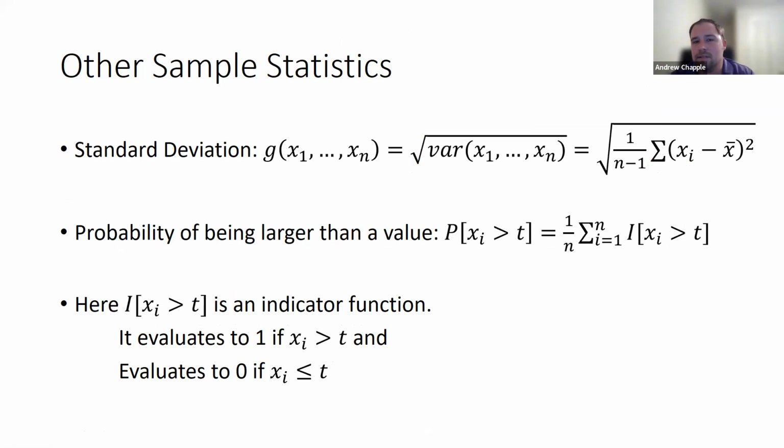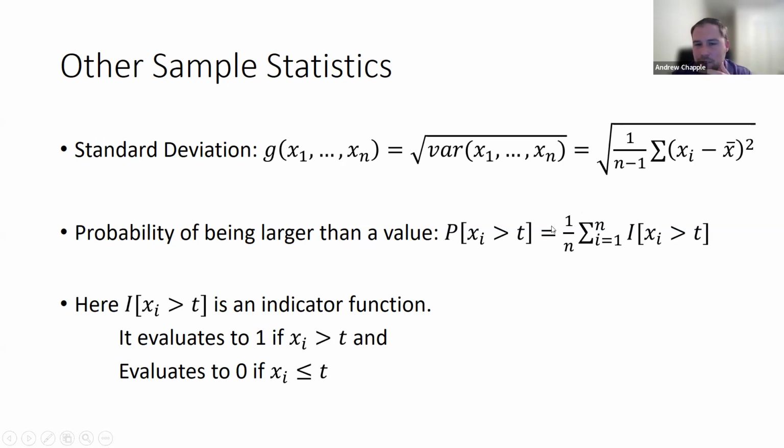Okay, some other statistics. You might want the sample standard deviation, which is just the square root of the variance. So this is a square root here. This is just the same formula for the variance. You also probably want something like the probability of being larger than a value. So if I want to know what proportion of students have a height bigger than 2 inches, I'll just count how many had a height bigger than 2 inches and average that.